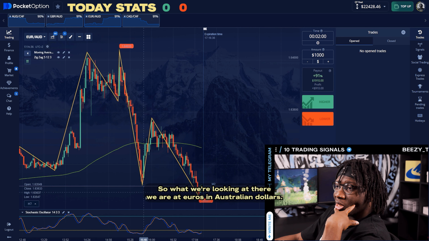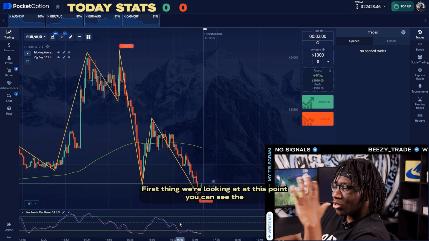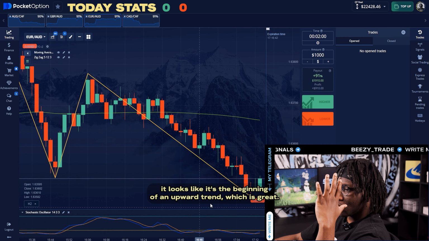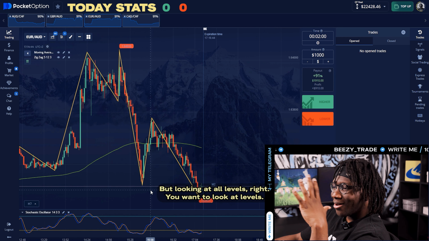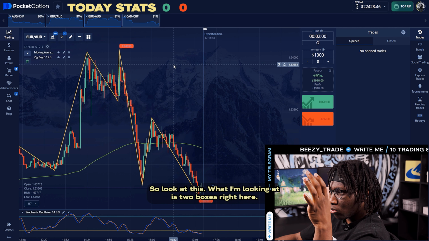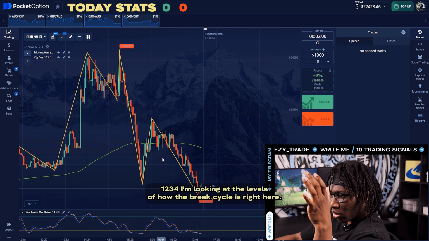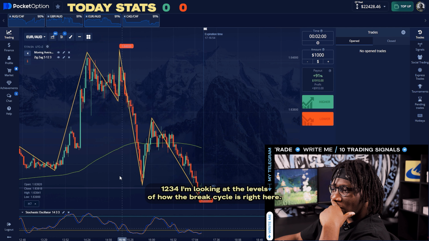So what we're looking at there, we're at euros and Australian dollars. First thing we're looking at this point, you can see that it looks like it's the beginning of an upward trend, which is great. We're looking at our levels, right? You want to look at levels. So look at this. What I'm looking at is 2 boxes right here. You can see these 2 boxes right here. 1, 2, 3, 4. I'm looking at the levels of how the breaks are going.